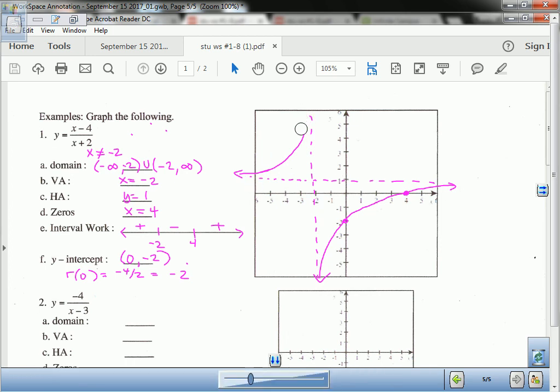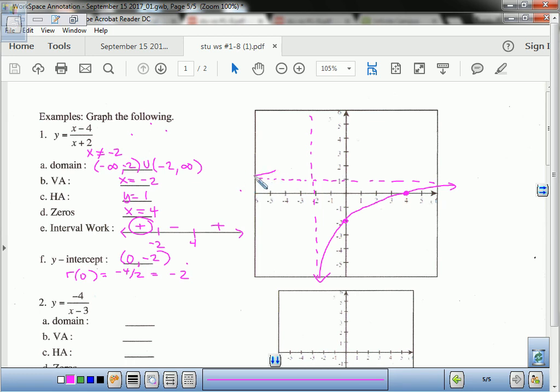Okay, let's go back over that thought process. We're going to tie it back to end behavior. And what does the end of the function do with respect to the horizontal asymptote? It's going to approach it, and it's going to approach it from the positive side. So we know it's coming down like this.